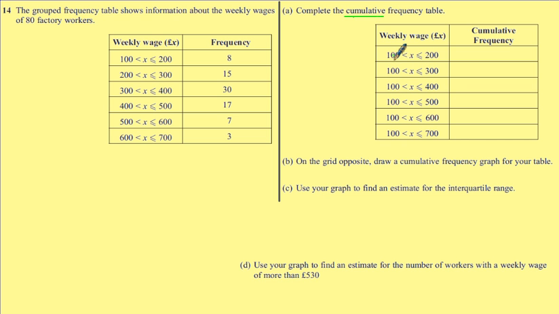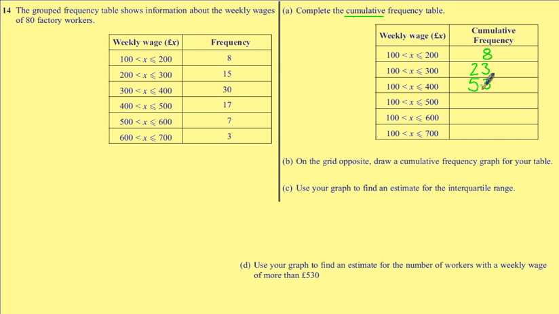So notice here, 100 to 200, which is exactly what we had here. The cumulative frequency, everybody up to this point, is 8. This is now 100 to 300. 100 all the way through to 300, which means that I need both of these, which makes me up to 23. I then went 100 to 400, so I need these first 3. So I need the first 2 that I had before, add on the 30, makes me 53.